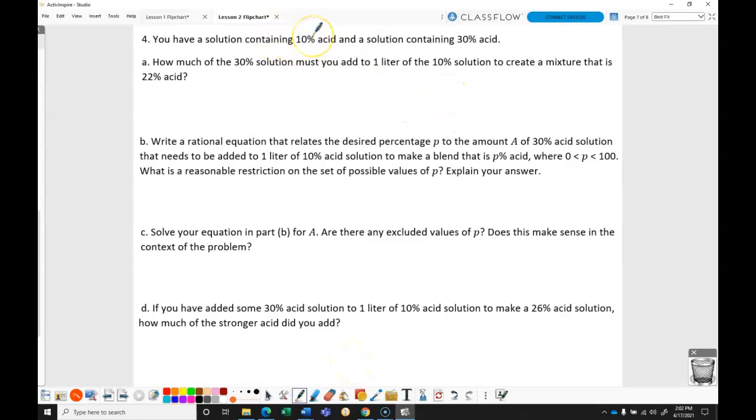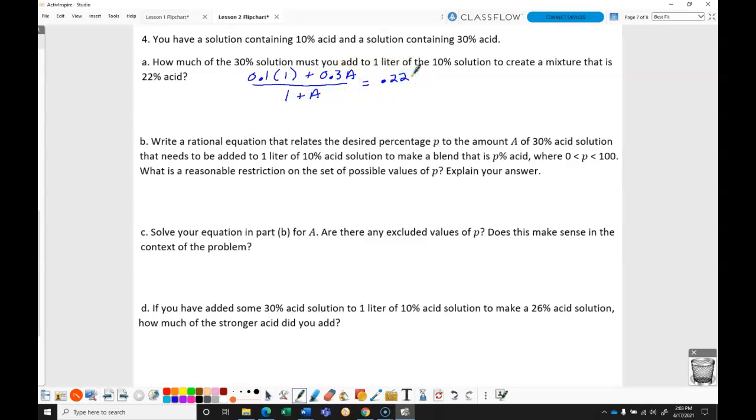So we have a solution containing 10% and another solution containing 30% acid. The one containing 10% is 1 liter, and we don't know how much the one containing 30% has in it. So we have 0.1 times the 1 liter plus the 0.3 times the amount we don't know, over the total amount, which is the 1 liter we already have plus the amount we're adding of the 30% solution. And that whole thing's going to equal 22%.